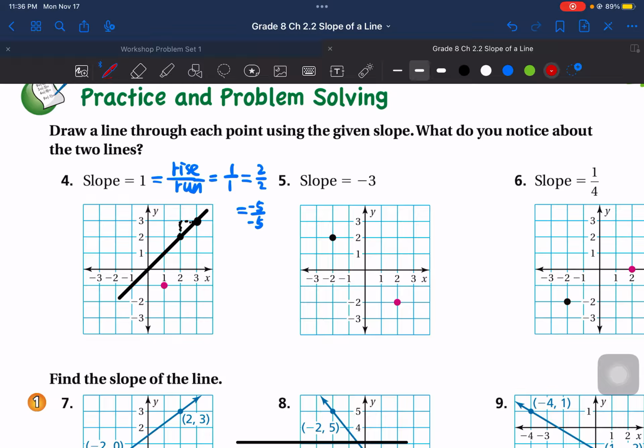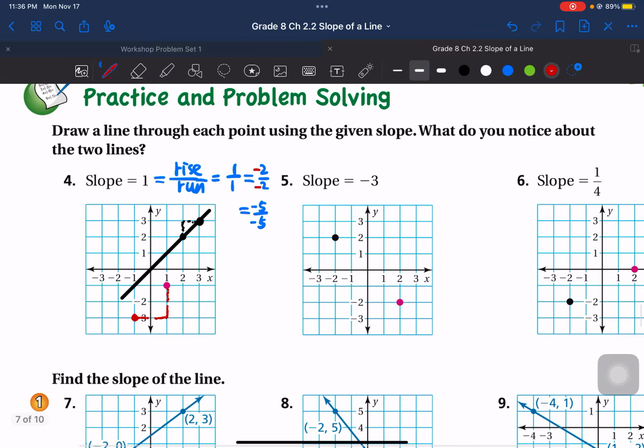If I use another point, for example -2 over -2, that means I need to go down 2 units and go to the left 2 units. So I find another point. You need to use a slope to find another point. As long as you have 2 points, you can connect those 2 points to find the graph for that linear equation. So let's connect those 2 points.